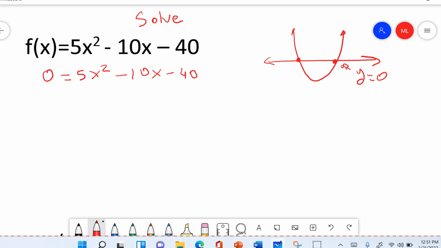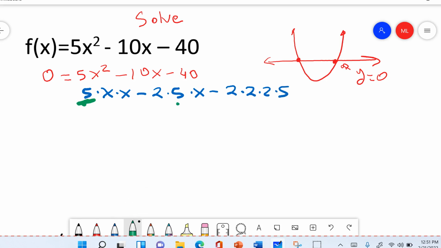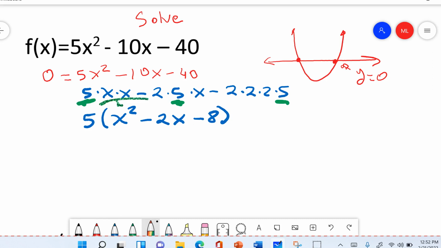So I need to factor, and a is not 1. First thing, GCF, is there any common factor? Let's see. So this is 5 times x, minus 2 times 5 times x, minus 2 times 2 times 2 times 5. What is the GCF? 5. 5 is the largest number that can divide each of the terms. So in the parentheses, what they don't share: x squared minus 2x minus 8. And I check by distributing. If you are correct, you go back to the original.